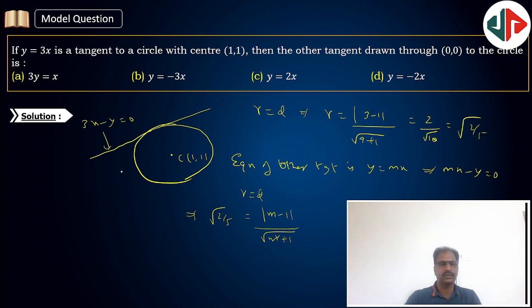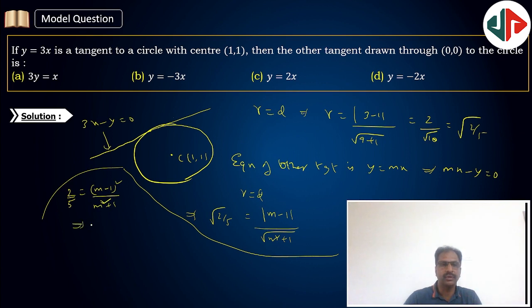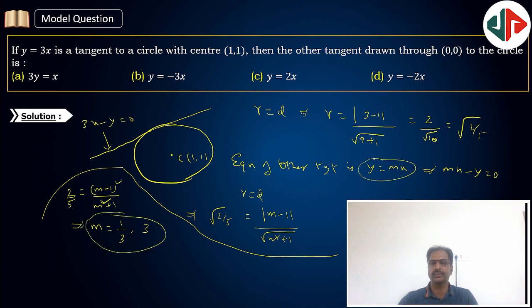By solving this, squaring on both sides, 2 by 5 is equal to m minus 1 whole square by m square plus 1. If you solve, you will get two values for m, which are 1 by 3 and 3. So y is equal to 3x is already given. So what is the other tangent? Y is equal to 1 by 3x. Put m is equal to 1 by 3, y is equal to 1 by 3x, which is 3y is equal to x. Option A.